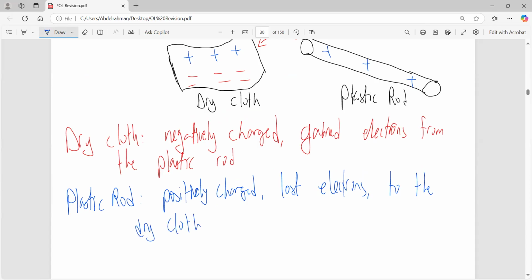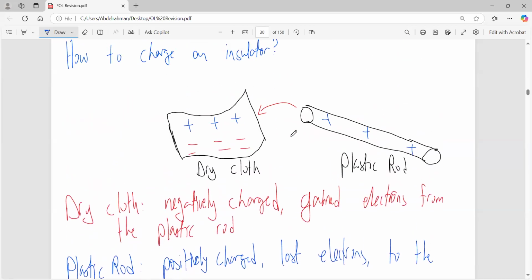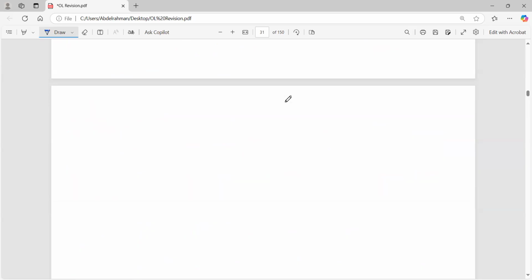One of them has to be positive and the other has to be negative. Is it a must for the dry cloth to always be negatively charged? No, it's not a must. It could be positively charged, it could be negatively charged. It depends on the question. So this is the only example we have in this lesson: how to make a positively charged object or a negatively charged object using friction.